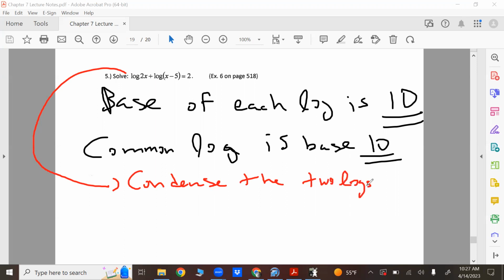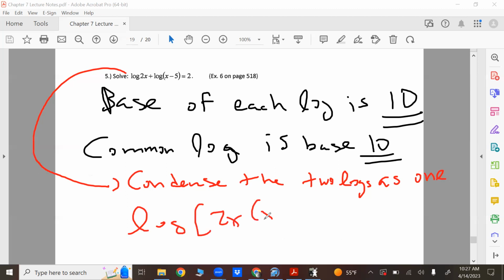You could have moved one log to the other side, but then you have that 2, right? And that makes it kind of weird because you can't then drop the logs. If you didn't have a 2 and they had a 0, then sure, go ahead and move one log over and drop the logs. You could do that. But condense the 2 logs as 1. And how do you do that? You do like this.